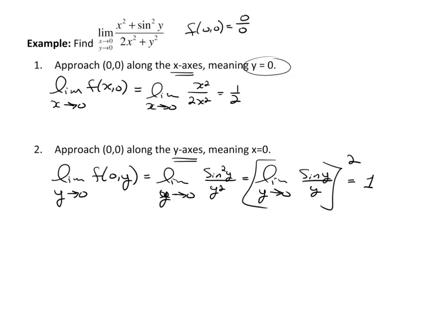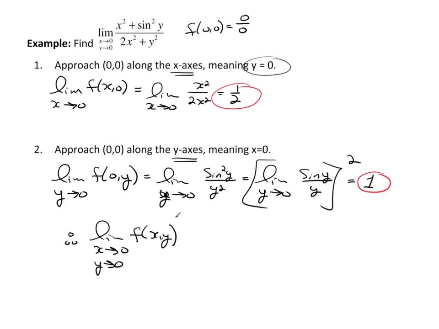Now, the limit along the x-axis, one path, is not equal to the limit along the y-axis, a second path. Therefore, I can say that the limit as x, y goes to 0, 0 of f of x, y, which in this case is just this function, simply doesn't exist.